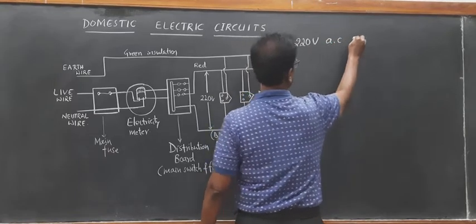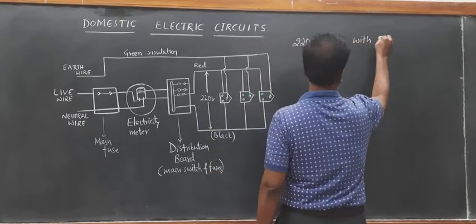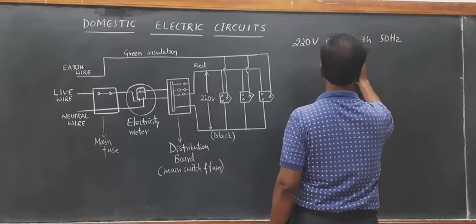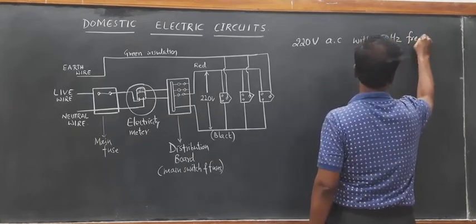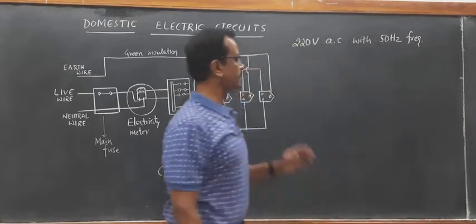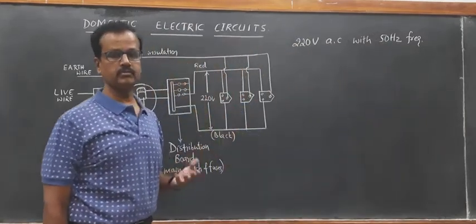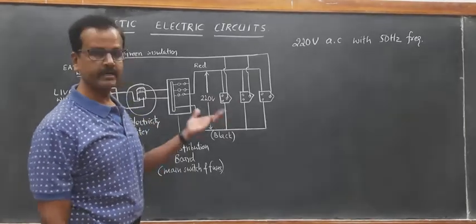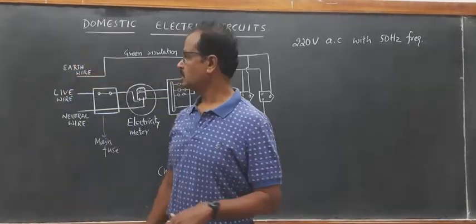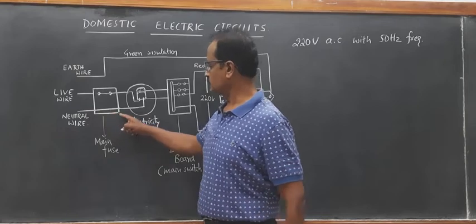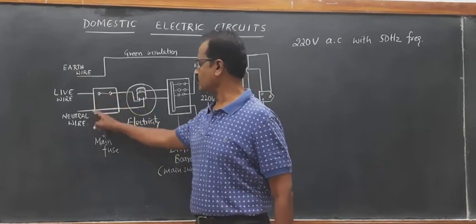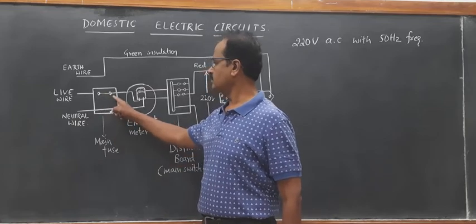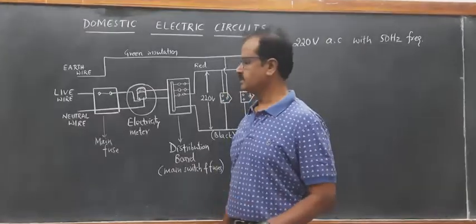alternating current with 50 Hertz frequency. This is the current that is supplied to our home supply, home appliances, for all our home needs in our country. When it enters through the main electricity meter board, this is the electricity meter board, and here you have a fuse, an electric fuse.